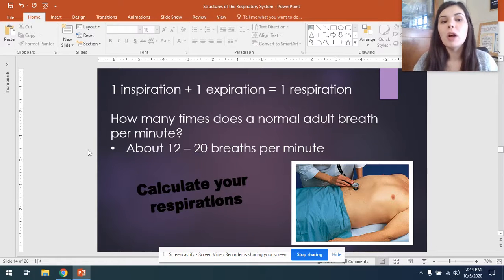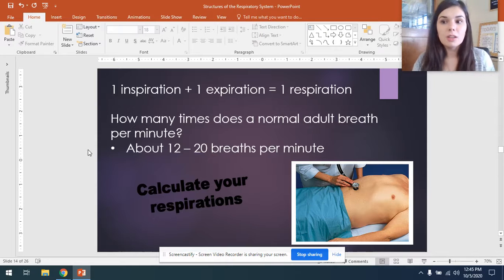Every time you take one inspiration and one expiration, that is what we consider one respiration. So going in and out is one respiration. The normal adult breathes about 12 to 20 times per minute.